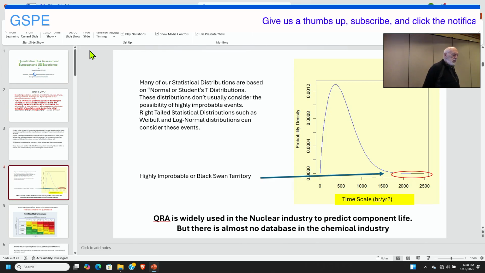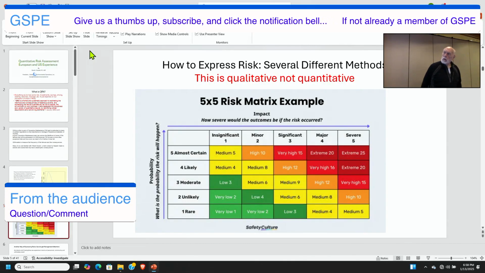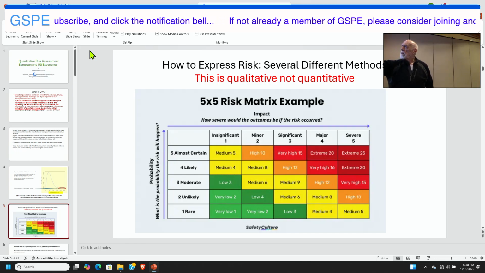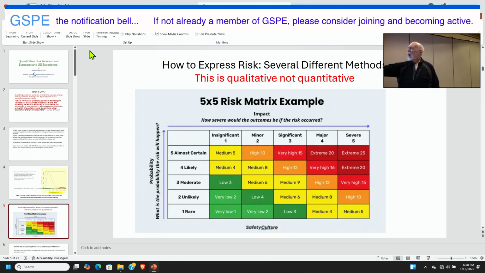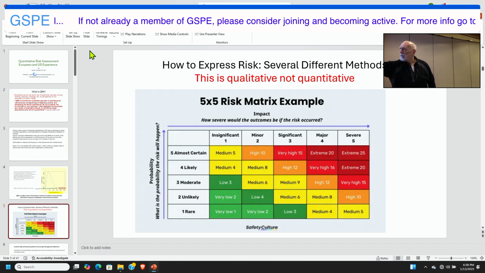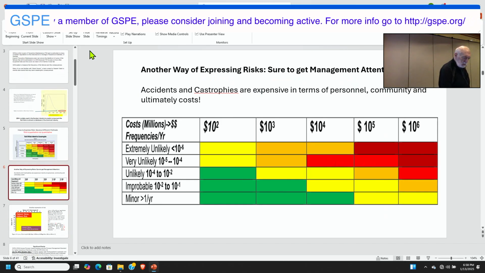QRA is widely used in the nuclear industry to predict component life, but there's almost no database in the chemical industry or many other industries. This is how you normally express risk. You have, down here, almost certain, likely, moderate, unlikely, rare, and significant, minor, significant, major, severe. Red is high impact, lower probability. And then this is the stuff that's easy to do. It's the cheap and easy stuff.